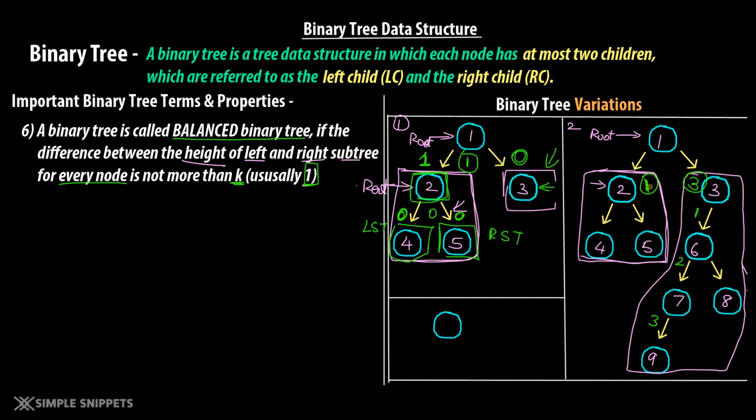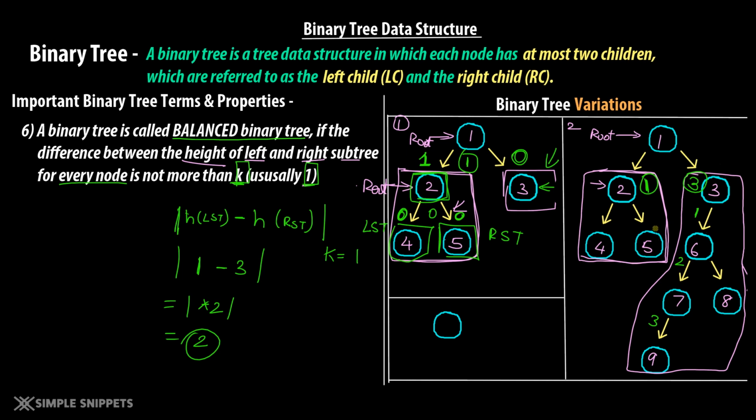And the difference between the two is 1 minus 3. You have to take an absolute difference. So you have mod and height of left subtree minus height of right subtree. So 1 minus 3 is going to give you minus 2 and remove the minus. So we have a 2. So now this is not a balanced binary tree because the difference between height of left subtree and right subtree is more than the value k, and k we are assuming as 1. So this is not a balanced binary tree, and in future videos we'll understand how to convert this unbalanced binary tree into a balanced binary tree.